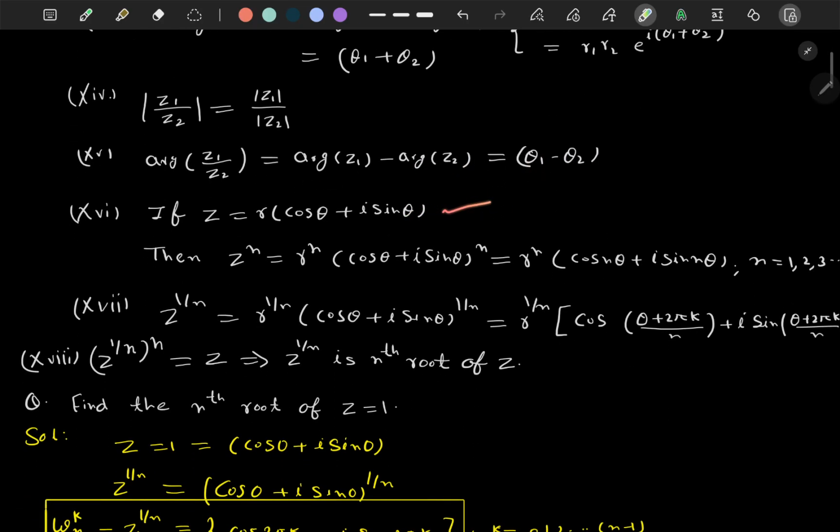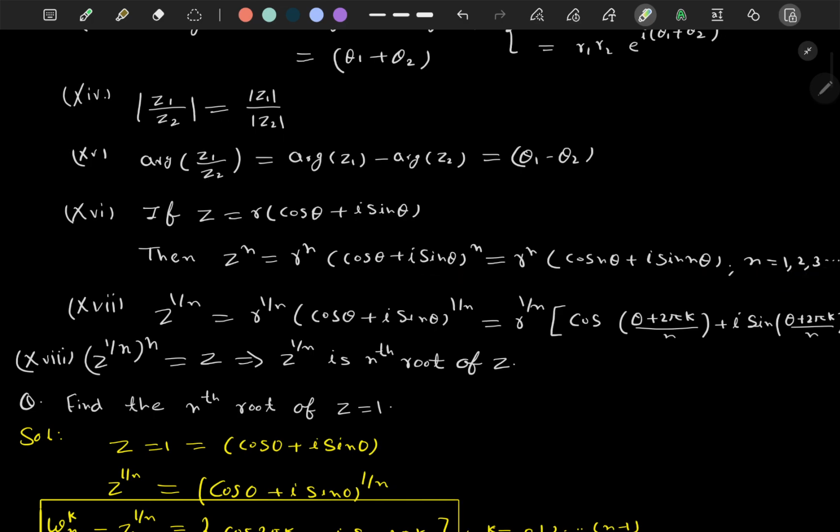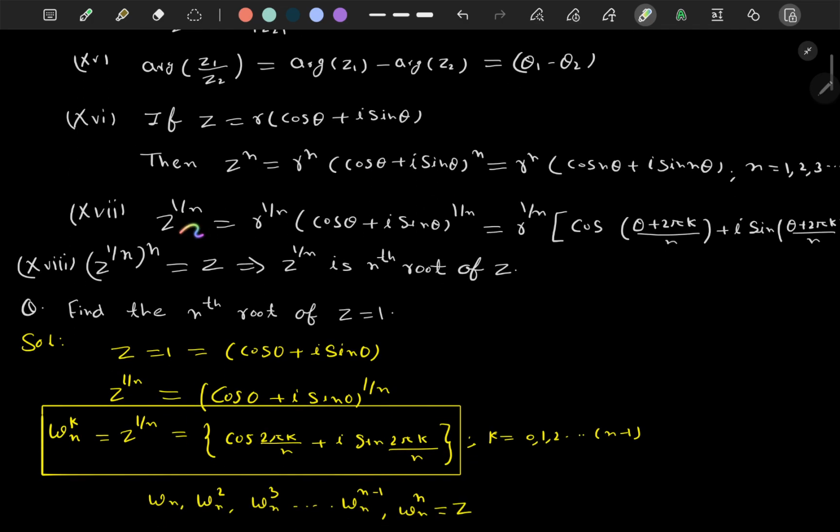Now if z equals r cos theta plus iota sin theta, simply r e raised to the power iota theta, and if we raise the power to n, the whole power will be n, and when we open it, what will be there? Cos n theta plus iota sin n theta, and it will expand like this. So when you do z raised to the power 1 by n, it will be r raised to the power 1 by n times cos theta plus iota sin theta raised to the power 1 by n. Okay, always remember the value of z, r cos theta plus iota sin theta.